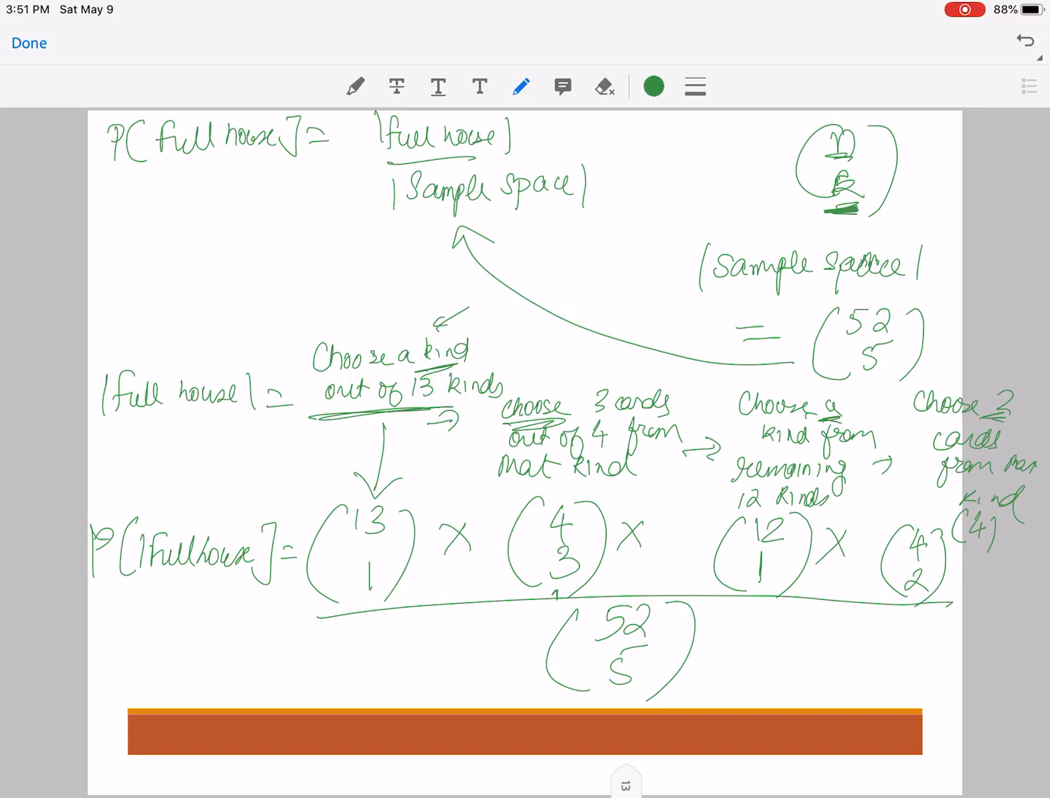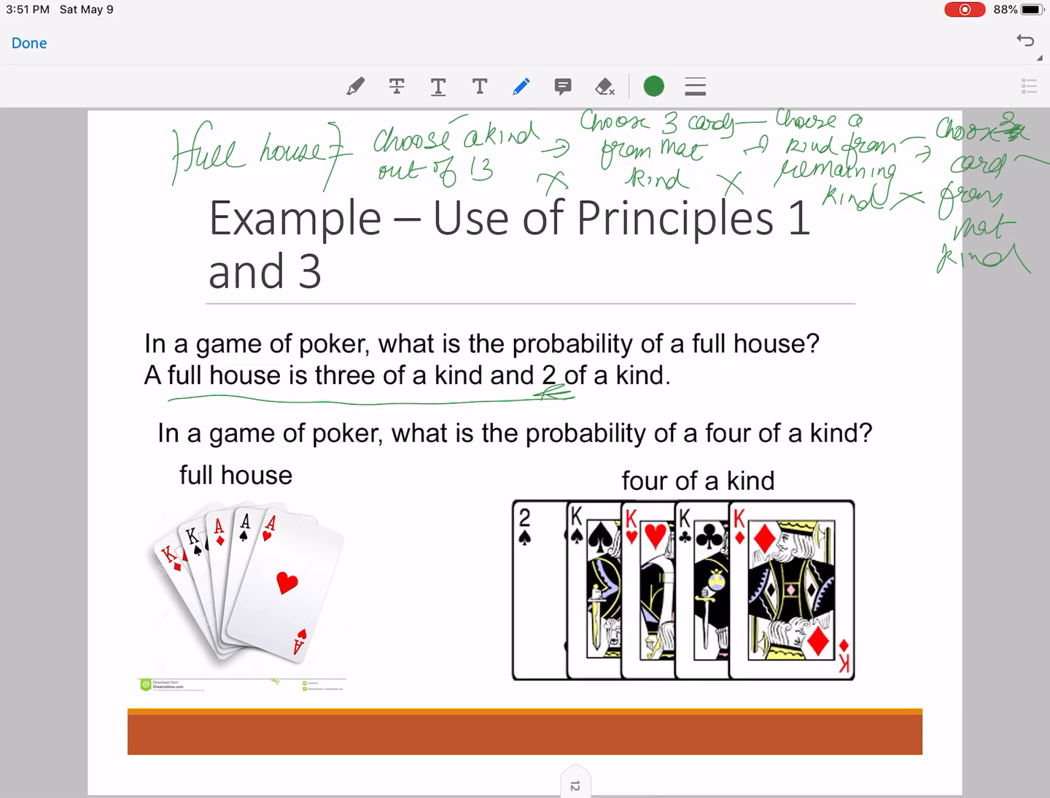Using the same principle, please solve this probability. Probability of 4 of a kind.